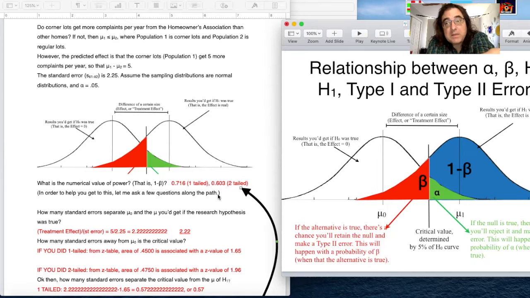The other possibility, the alternative hypothesis, is that mu sub 2 is actually 5 complaints smaller than mu sub 1, which would mean corner lots get 5 more complaints than regular lots. So that if you took the mu of the corner lot population, subtracted the mu of the overall population, you would get 5. There's a difference of 5.